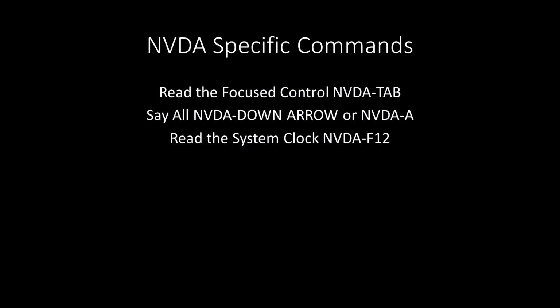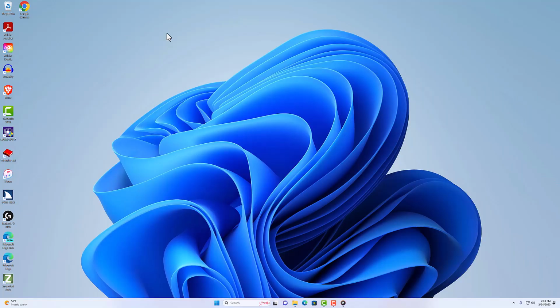You learned 3 NVDA-specific commands in this lesson. Read the focus control, NVDA Tab. Say All, NVDA down arrow for desktop layout or NVDA A, Alpha for laptop layout. And read the system clock with NVDA F12. Everything else you learned in this lesson is Windows, including navigating dialogs, toggling checkboxes, accessing combo boxes, etc.